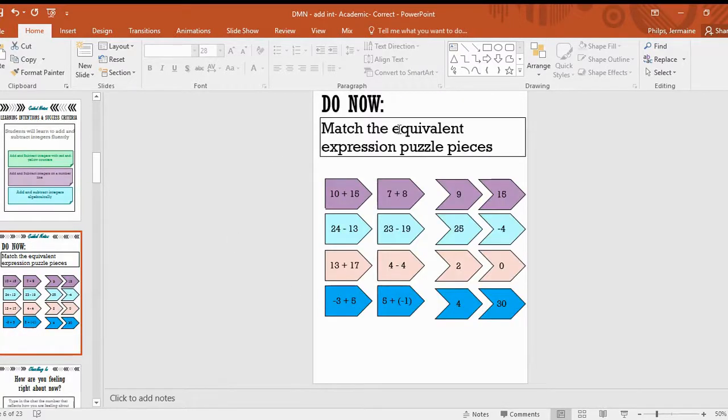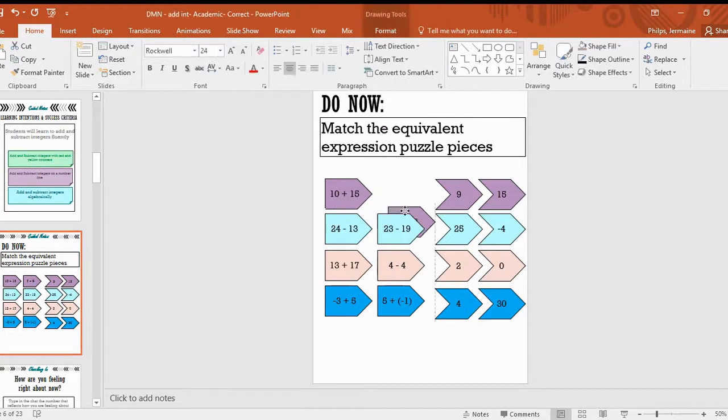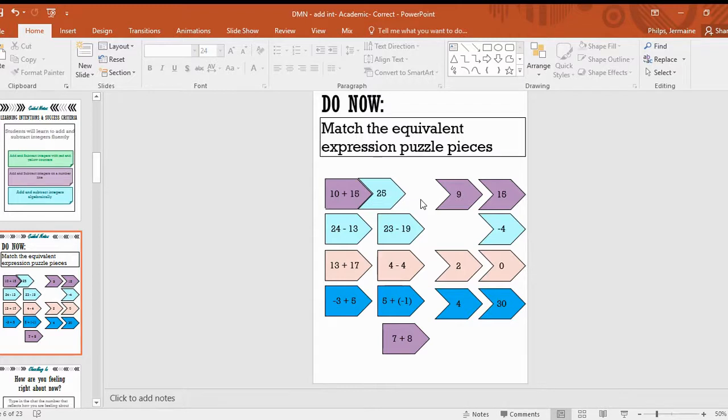So first is our do now, okay? This is simple matching equivalent expressions. Most of these are familiar to kids from elementary school. So we have 10 plus 15, which we should know equals 25. So therefore I'm going to drag the 25 over to match it with the 10 plus 15, okay? Take a second to try to do the rest, and then we'll pause and talk about it. So pause the video, take a second to try to match the rest of the expressions if you have not already, and then restart it and we'll go over it.